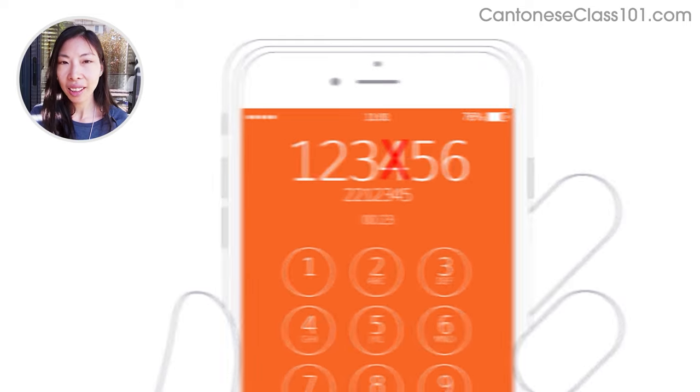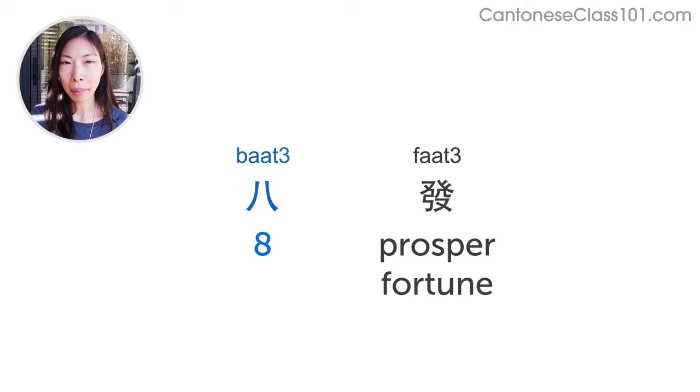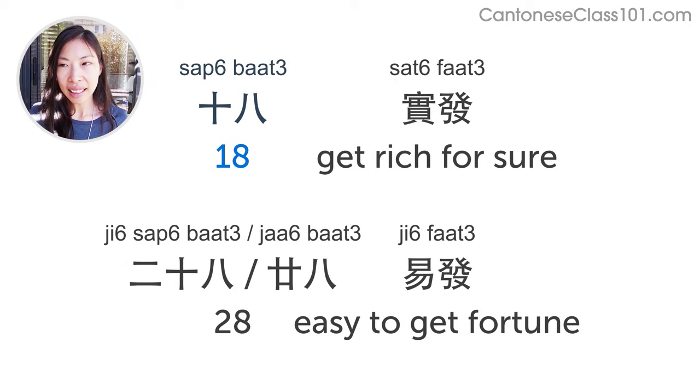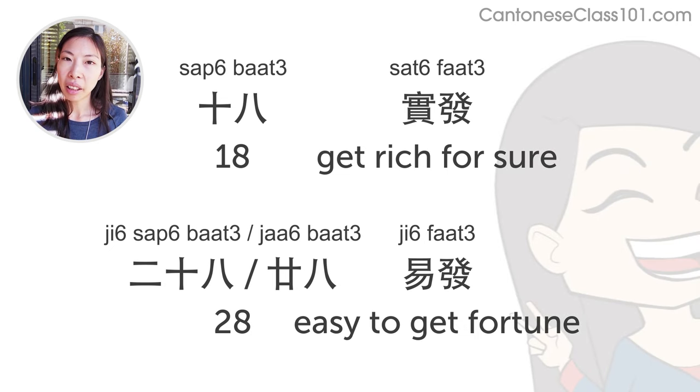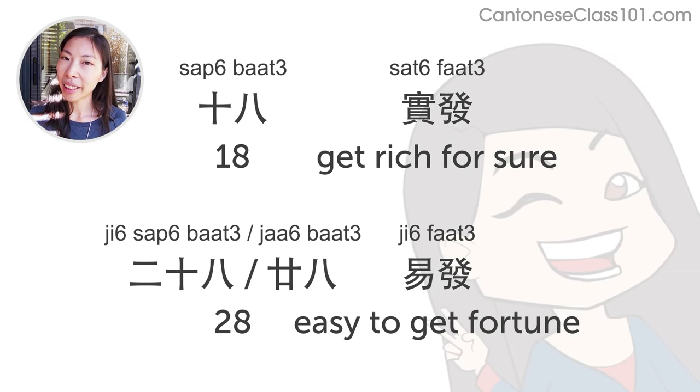4 in it. On the other hand, the number 8, bat, sounds like fat, which means prosper and fortune. Bat and fat. Therefore, this number is considered auspicious or good luck. Moreover, 18, sub fat, sounds like sub fat, meaning get rich for sure. And 28 sounds like easy to get fortune, yi sub fat or ya bat, yi fat. So everyone believes that these numbers will bring good luck.